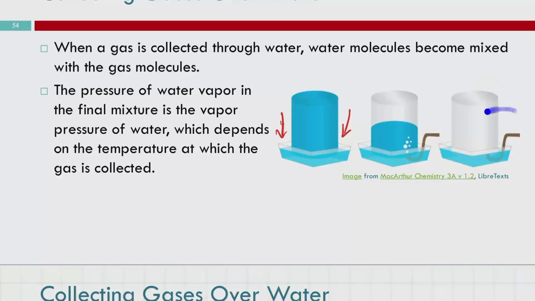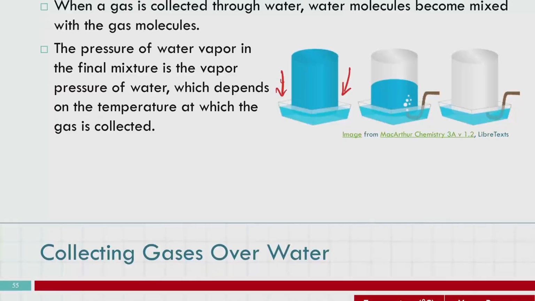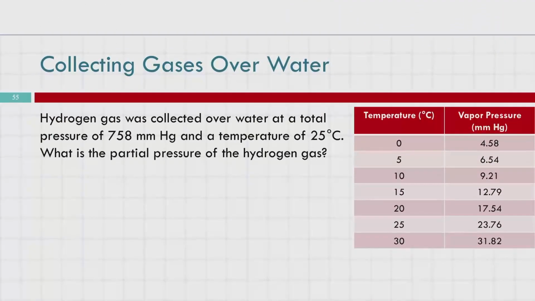So you can collect your gas, and then it's not connected with the rest of the air that's around us. So you're not getting the nitrogen, the oxygen, the other stuff that's in there. But because there's water in there, some of that water is turning into water vapor. And so we have to adjust for the pressure of the water vapor. To do that, we use a table.